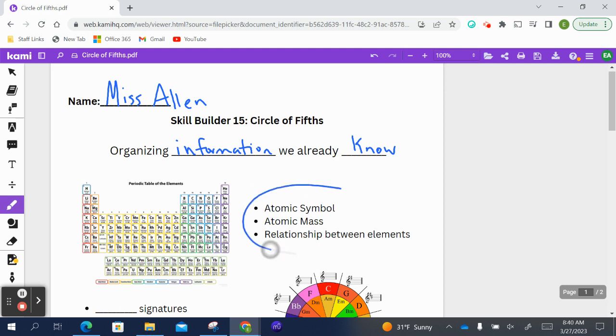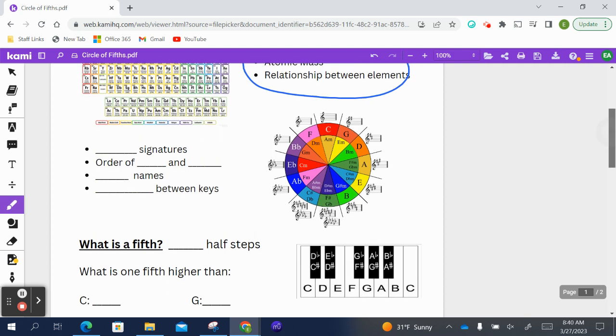And it shows things like the atomic symbol and the atomic mass and the relationship between elements. But all of those things had to be discovered first, and then they were put into this table, which is a super helpful tool if you are doing science. Well, it's a similar thing with the circle of fifths.